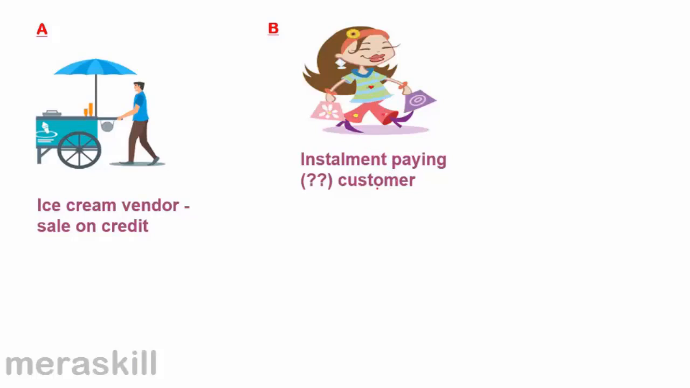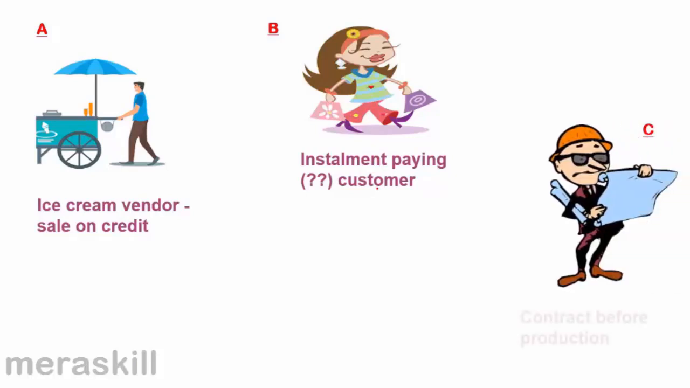But Mr. C says, oh, well, you have at least sold it. The customer has taken your goods. I want to book sales before. Book sales before? What does that mean? He says, look, I've got a contract. My customer has asked me to make 1,000 units of this product. The price has been settled.